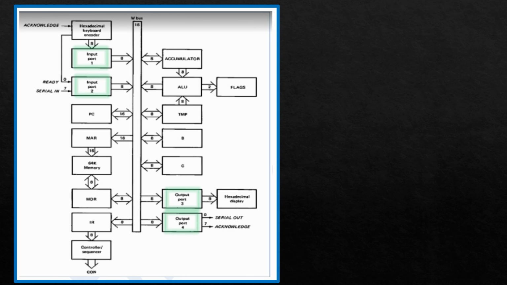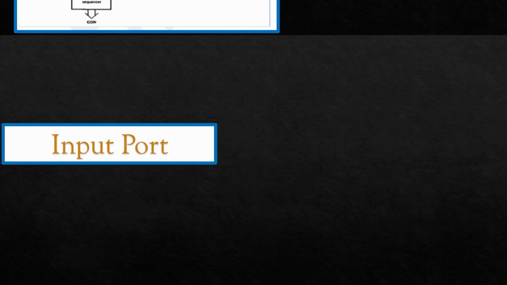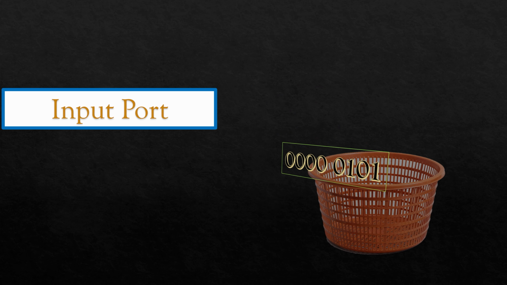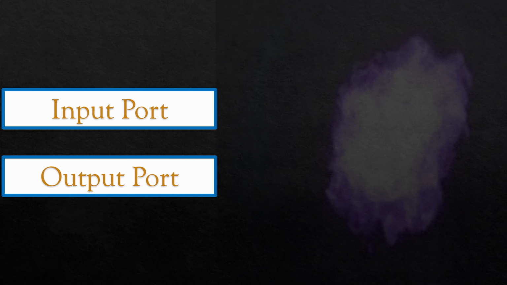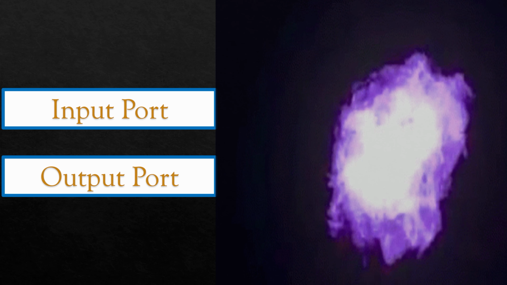There are 2 input ports and 2 output ports in SAP-2 computer. Input port is just like a basket that holds the 8-bit instruction. On the other hand, output port displays the result stored in the accumulator. Out instruction is used for that purpose.